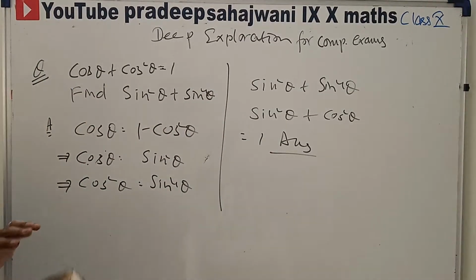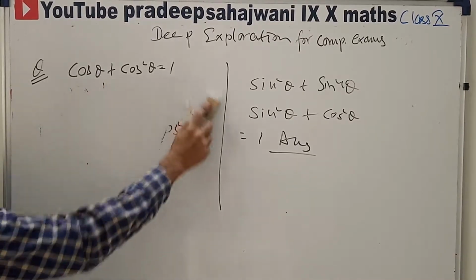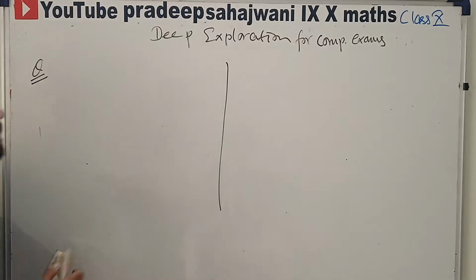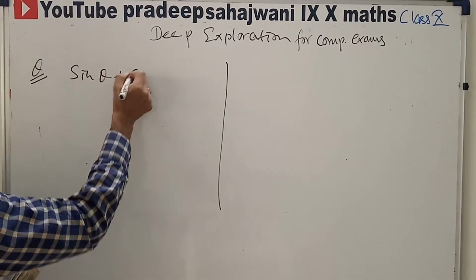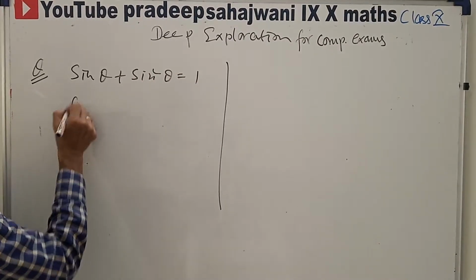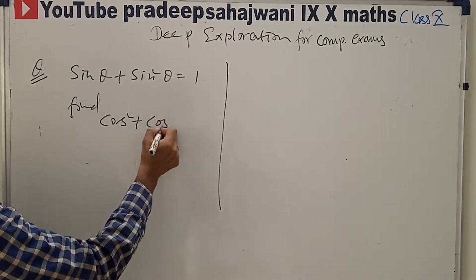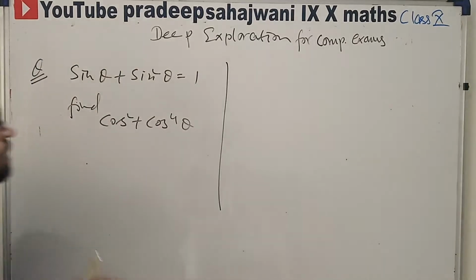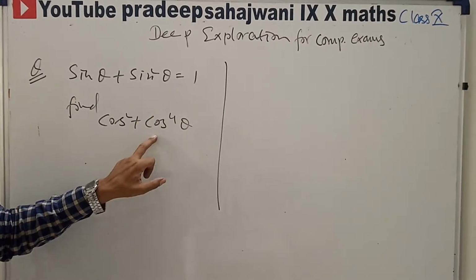And listen, one more thing. Now this question may be asked in a reverse way. How? In place of cos theta and cos square theta, it may be sin theta plus sin square theta is 1. Now find out cos square theta and cos 4 theta. You understood? Question reversed. Sin theta plus sin square theta is 1. Find the cos square theta and cos 4.